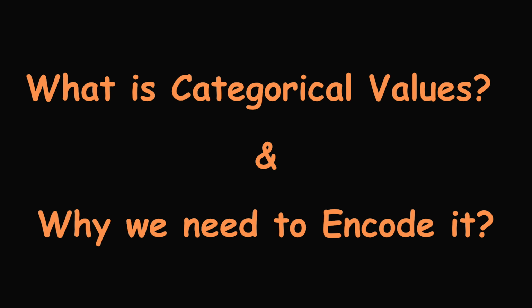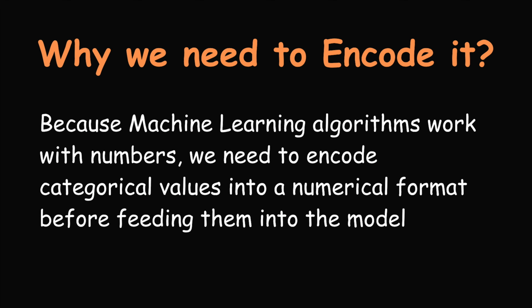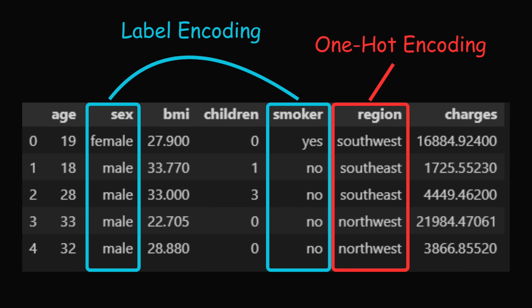Let's understand what categorical values are and why we need to encode them. Categorical values are non-numeric values, which also means their value is in text form. And we know that machine learning algorithms only use numeric values to predict, so we have to encode our categorical values. In our project we have sex, smoker and reason columns which are holding categorical values. For sex and smoker columns we will use label encoding, and for reason column we will use one-hot encoding.